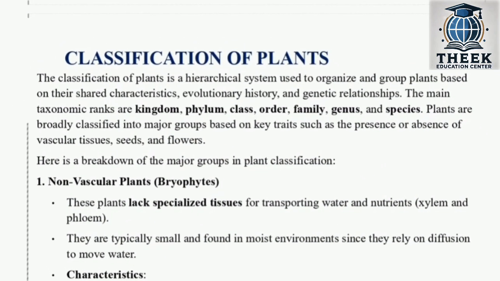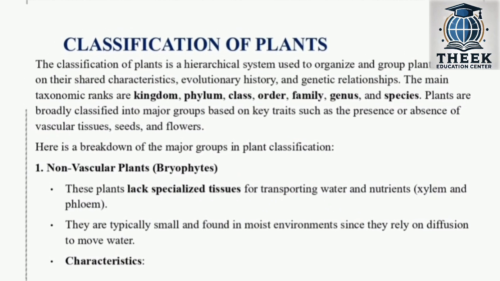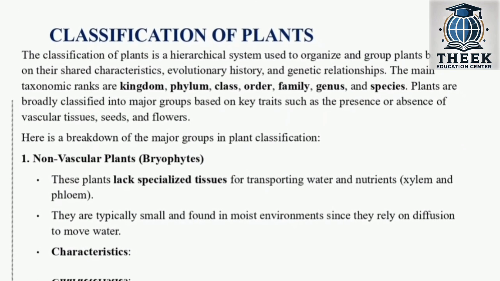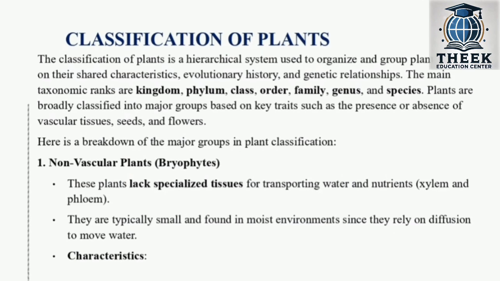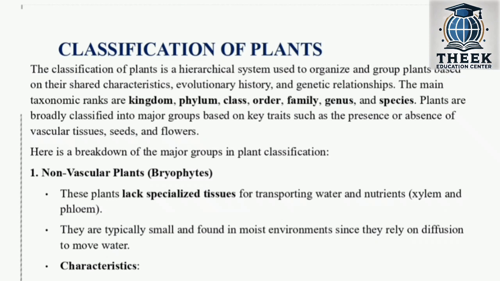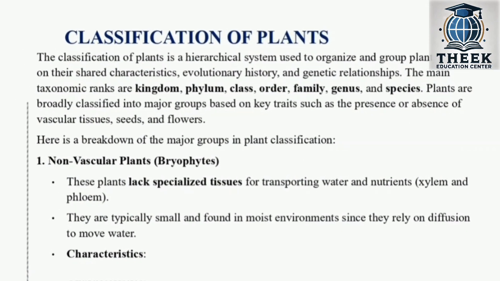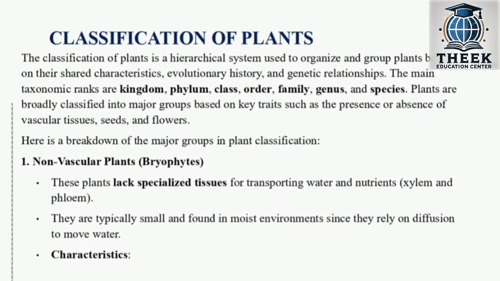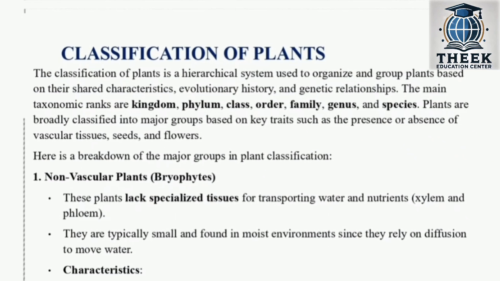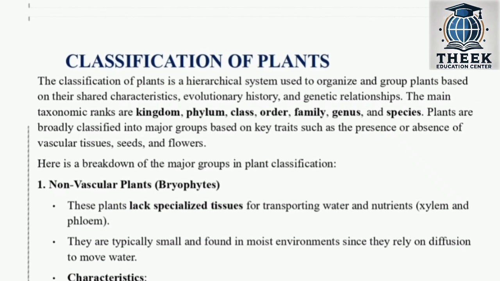The first division here is Bryophyta, the Bryophytes. Bryophyta, these are plants that lack a vascular system, or we can also say non-vascular plants. They do not have a vascular system. They lack specialized tissues that transport water, mineral salts, and manufactured food. So these plants lack specialized tissues for transporting water and nutrients. The specialized tissues we are talking about here are the xylem and phloem.